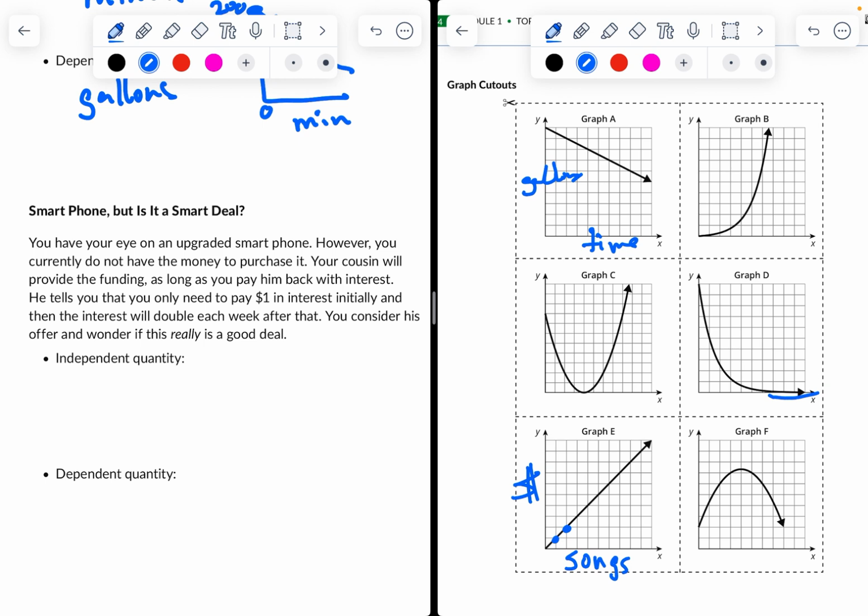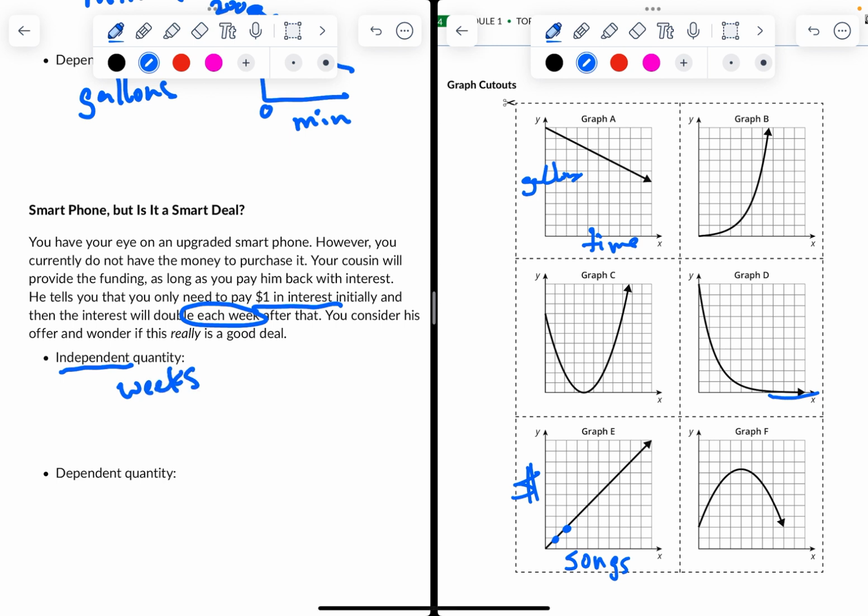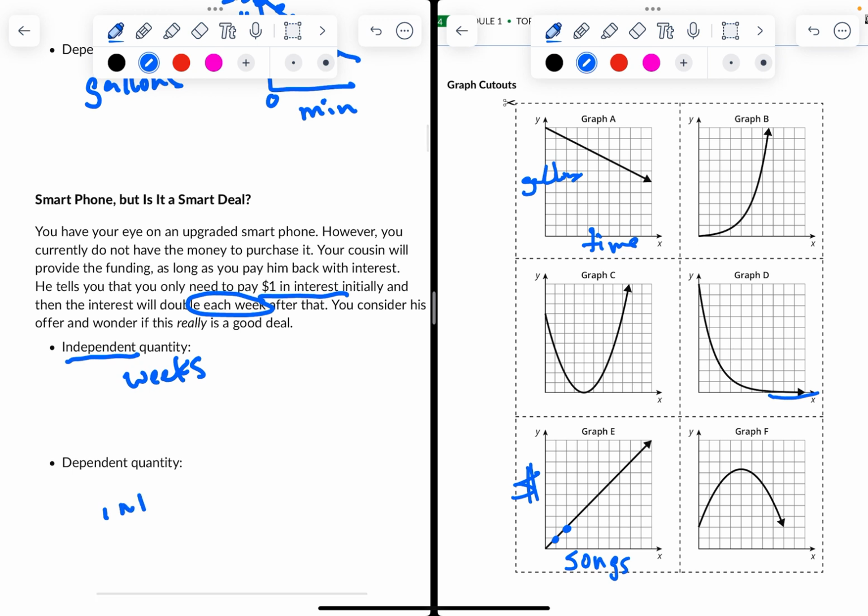Well, what's being measured in this problem? Clearly, money that I'm paying him back is being counted, but also we're counting weeks. Well, remember, weeks is time, and time is almost always your independent quantity. So the number of weeks is my independent, and my dependent is going to be the amount of interest that I owe.